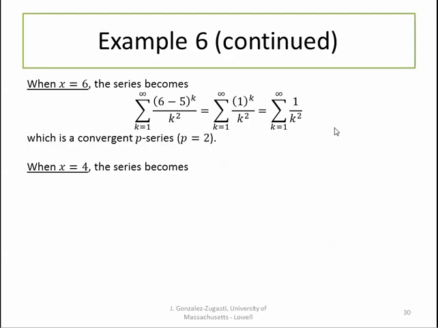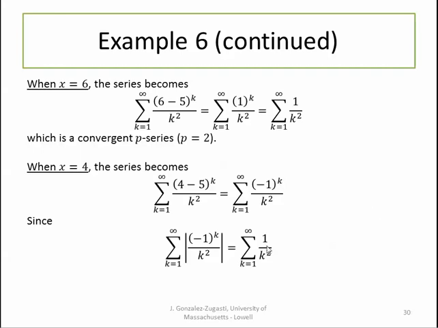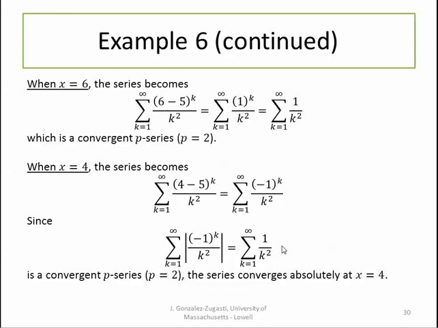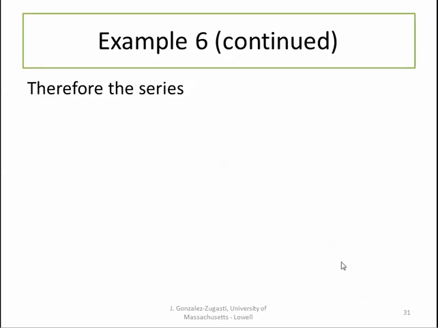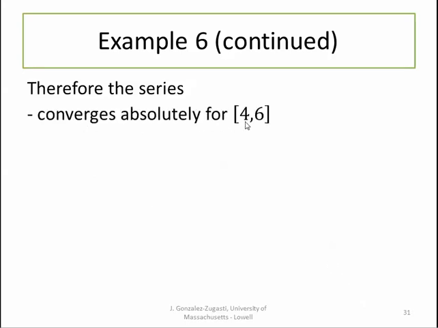When x is equal to 4, the series becomes, we plug in 4 where the x is, that gives us minus 1 to the k over k squared. Now, if I look at the absolute value of the terms and add them up, that's going to be equal to this series. We already said that this series is a convergent p-series. So that means that our series back here converges absolutely. So we've just found out that our series converges absolutely for any value of x between 4 and 6, including 4 and 6, and that it diverges otherwise.